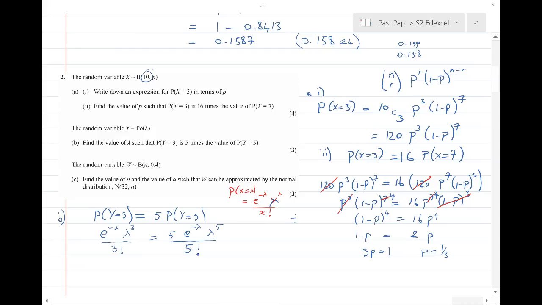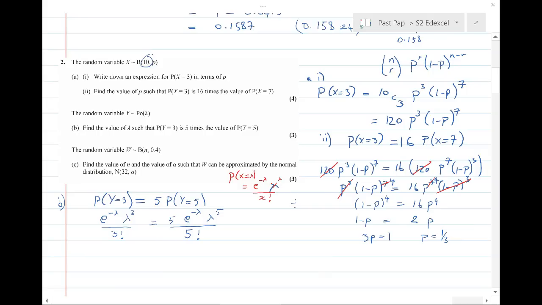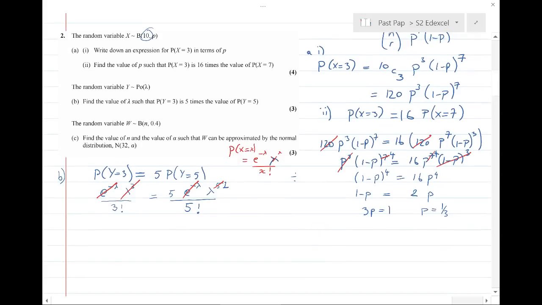Okay, let's do some obvious cancelling first, and then do a little bit more in a moment so it looks a little bit tidier. First of all, e to the minus lambda cancels, and then we've got lambda cubed cancelling as well, giving lambda squared here now. I don't want to do too much cancelling and then it just looks like a complete mess. So we can then write some numbers down. We have 1 over 3 factorial, that's 3 times 2 times 1, is equal to 5 over 5 factorial, which is 5 times 4 times 3 times 2 times 1, lambda squared.